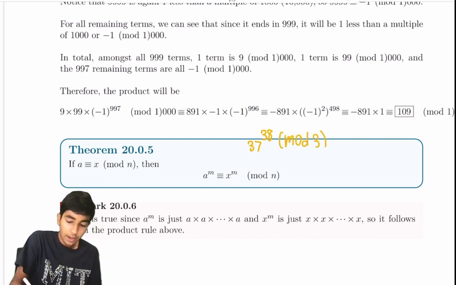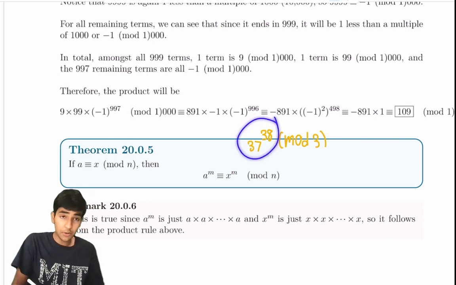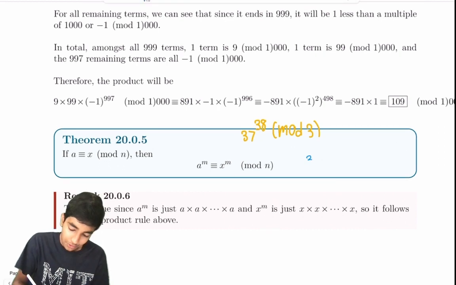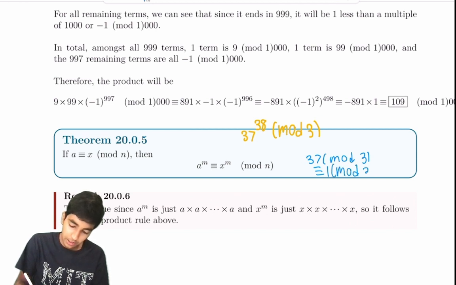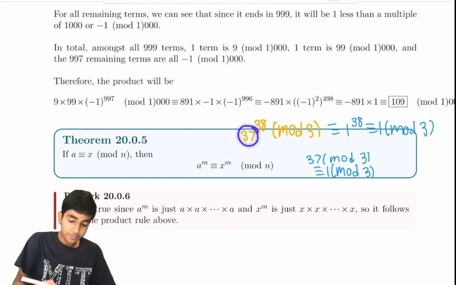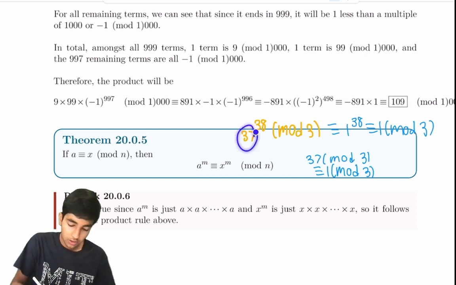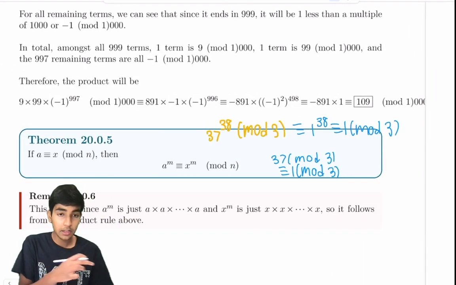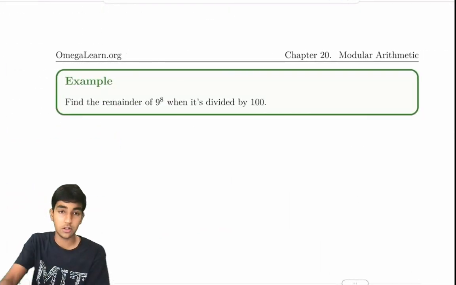Now to do this, all you have to do is, rather than evaluating that, which would take probably a few years, you just have to find 37 mod 3, which is equivalent to 1 mod 3, right? Leaves a remainder of 1 when divided by 3. So this is just going to be 1 to the 38, which is 1 mod 3. So the key idea is you can replace any number here with its corresponding value in mods. And you can prove it directly from the product rule.